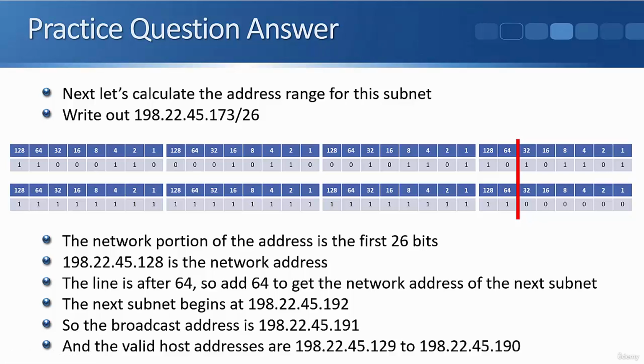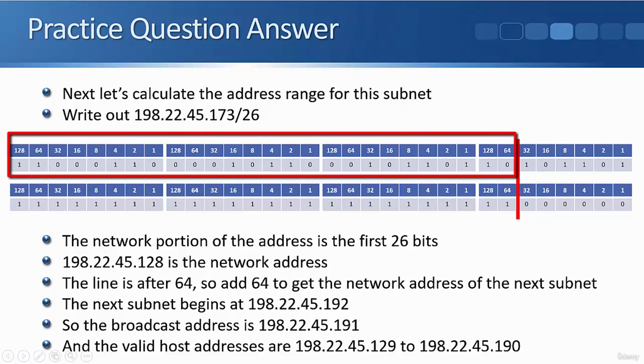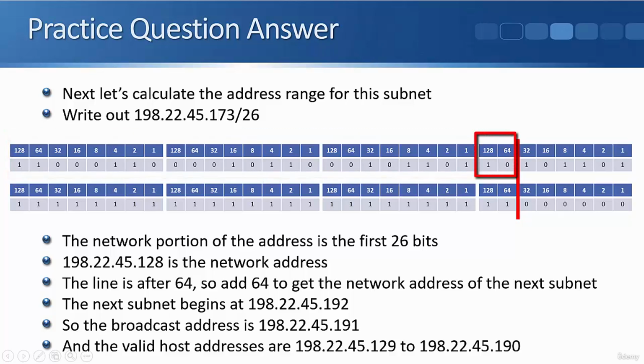And the network portion of the address is the first 26 bits. So I can see that that is 198.22.45, and then I just count whatever is in the first 2 bits here, and I've got a 1 for the 128 and a 0 for the 64, so that means it's 128. So the network address is 198.22.45.128. Don't worry about the text yet, by the way. This is a second way that we can figure out the answer that I'll get to in a second. I'm going to explain how to do it the long way first.